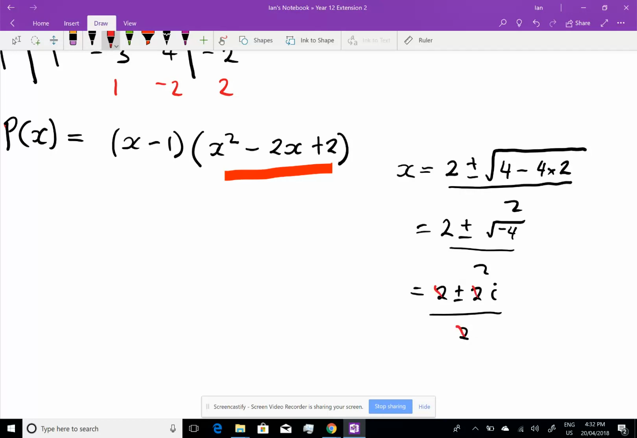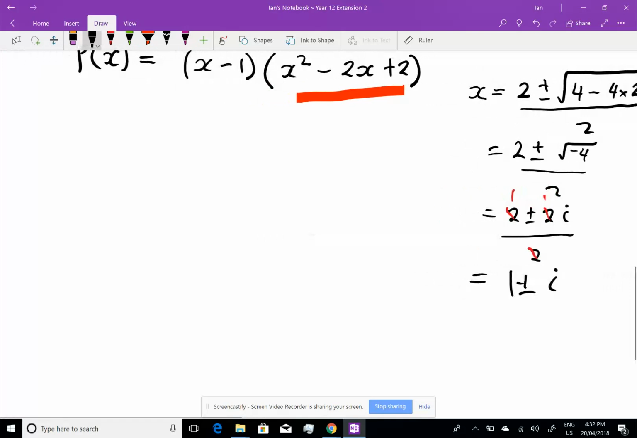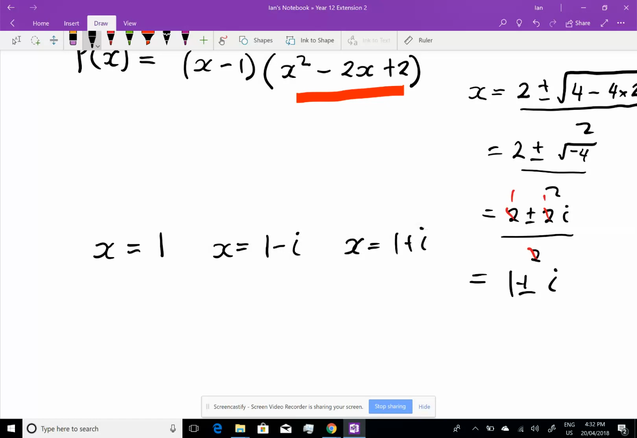The 2's will cancel, and I get 1 plus or minus i. So my solutions are X equals 1, X equals 1 minus i, or X equals 1 plus i. And they're the three solutions.